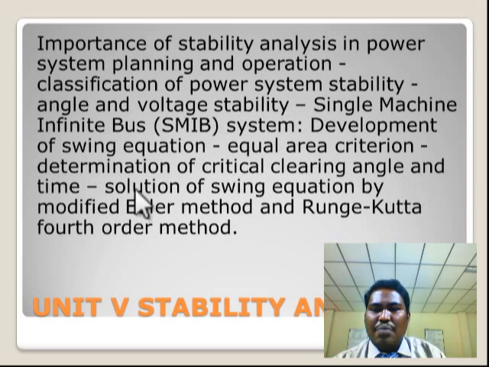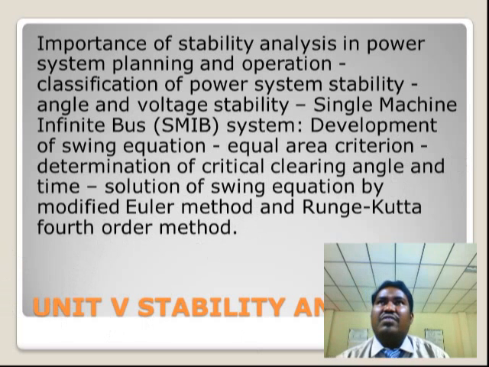Here we have computational algorithms also. We have the swing equation by the modified Euler method and the Runge-Kutta fourth order method. Using these two computational algorithms we can easily solve our stability problems. These are the syllabus topics we are going to cover in the forthcoming sessions. Very firstly, we are going to discuss the general power system structure.